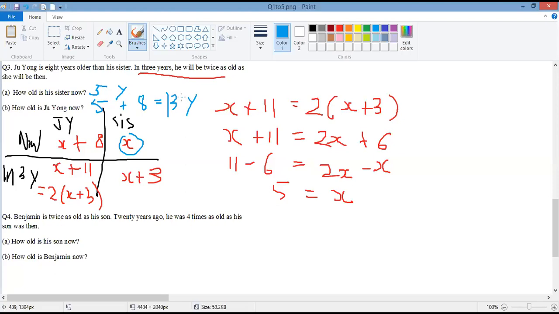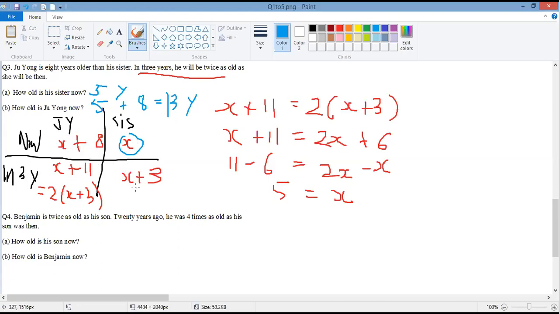Okay, any question or anything you want to ask about question 3? So make sure you understand this part. This is very important. I explain again. So after 3 years, normally you say after 3 years you have to plus 3 for your age. So here the sister's age becomes X plus 3. So here X plus 8 plus 3, you get X plus 11.